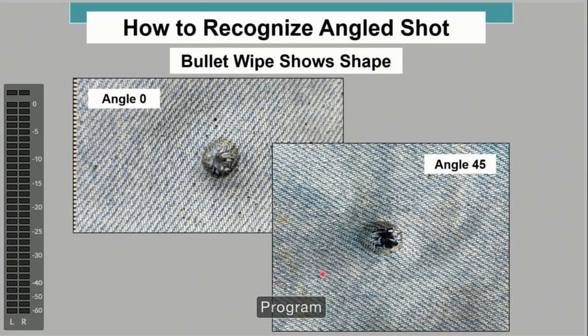The bullet wipe is a very good indicator if you have it, even more than the shape, because the shape can be kind of ragged, the actual shape of the fabric, but the bullet wipe is very nicely defined. So here 0 degrees and here 45 degrees.